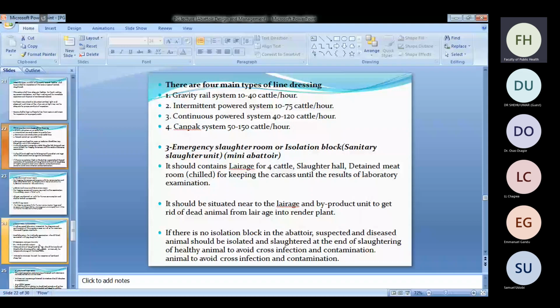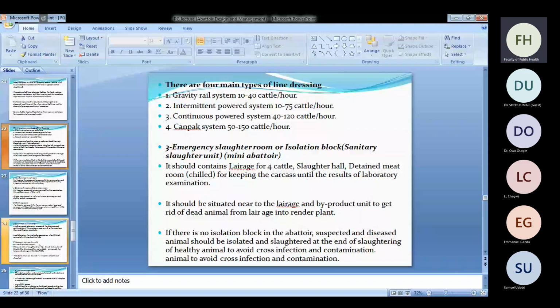We also have what we call the intermittent power system. It can process between 10 to 75 cattle in an hour. The next one is the continuous power system, which can process between 40 to 120 cattle in an hour. That's what we call the can pack system. You can process between 50 to 150 cattle in an hour.